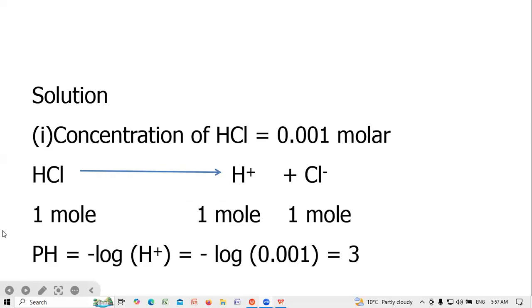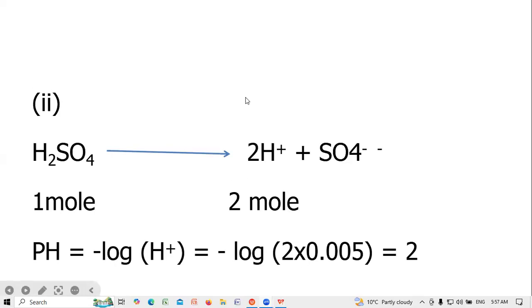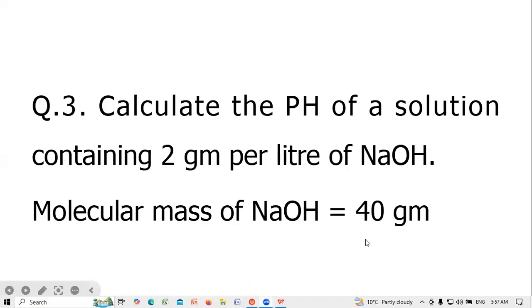So 1 mole of hydrochloric acid produces 1 mole of hydrogen ions. So pH equals minus log H plus. So H plus is 0.001, so the pH is 3. Similarly, in the case of sulfuric acid, it dissociates into 2H plus and SO4. So 2 moles of the hydronium ion. That's why pH equals minus log of 2 into 0.005, which is 2.